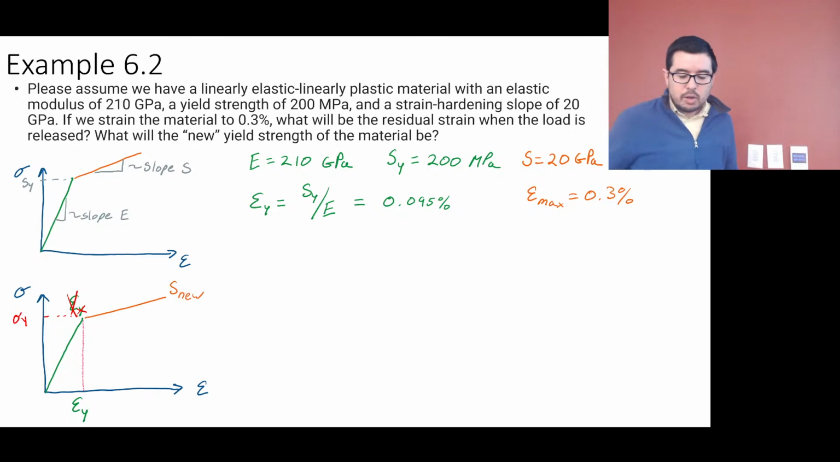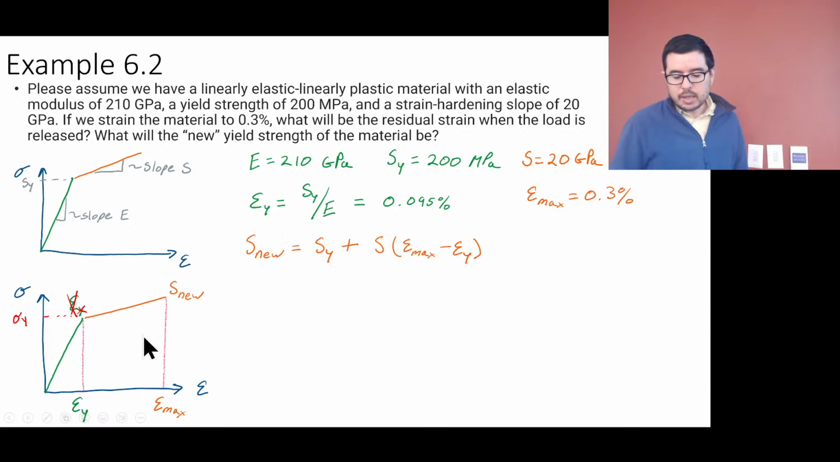And then we go up to this new spot, and this is going to be associated with the 0.3% strain, all the way out here. Okay, and we're going to call it our epsilon max. So this will be the new strength that we're asking for, but to figure out what the residual strain is, we need to come back down following the slope of this line.